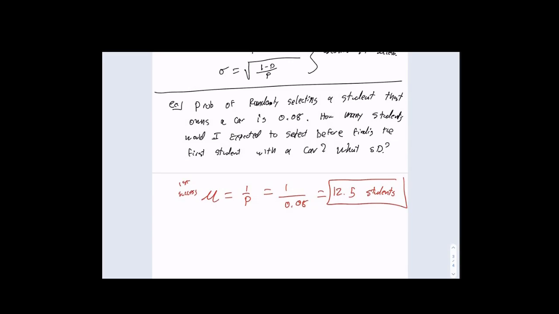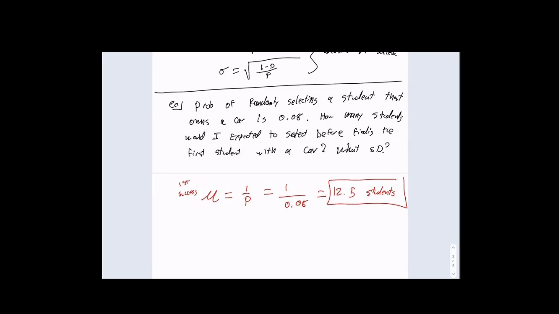Now, you might select your first student. I might randomly select a student, and the very first student, boom, they own a car. It might happen on the first one. Might happen on the second, third, fourth. Most likely, it's going to happen around 12.5. So the most likely scenarios are going to be 12 and 13.